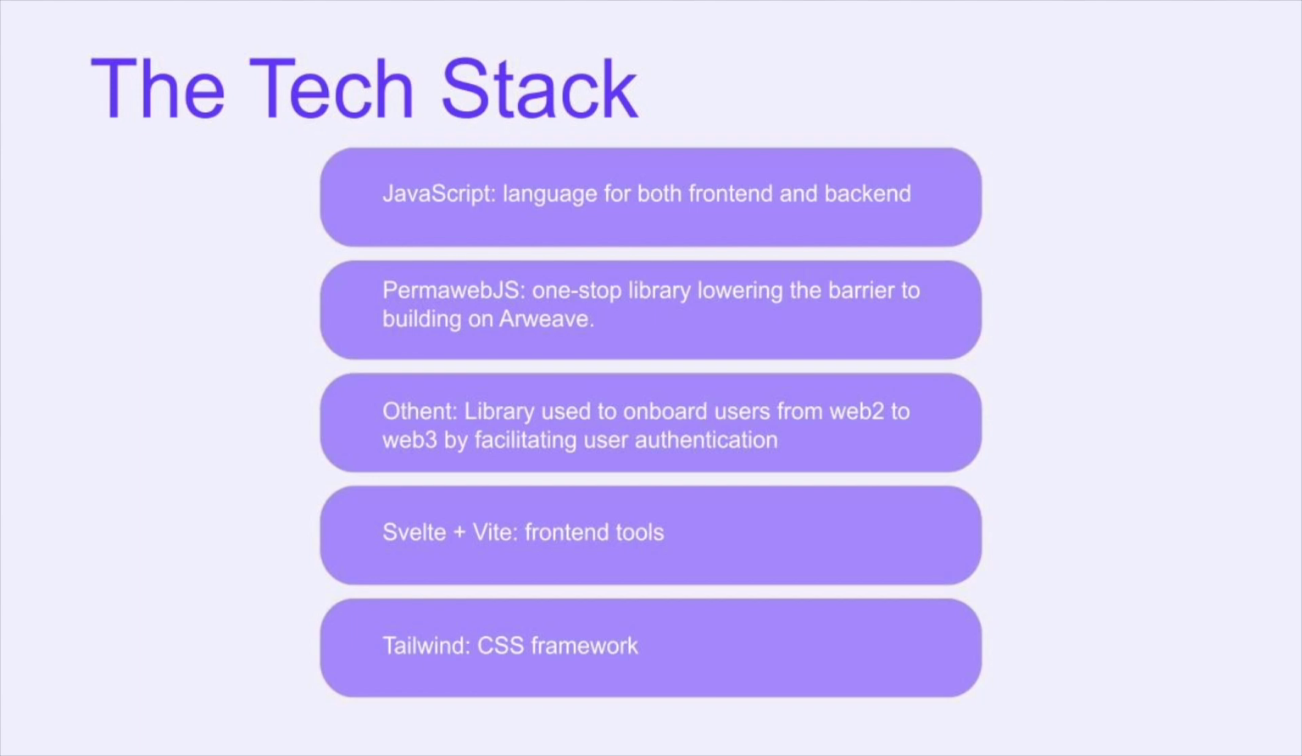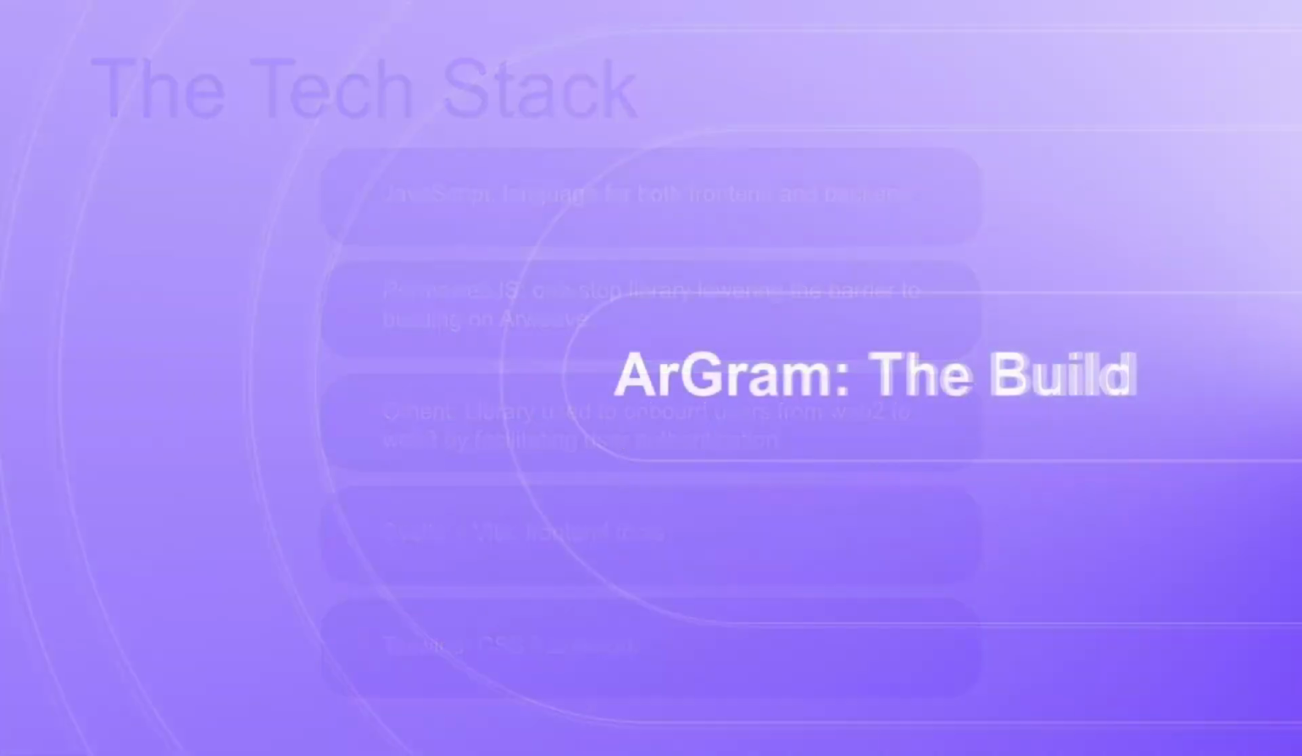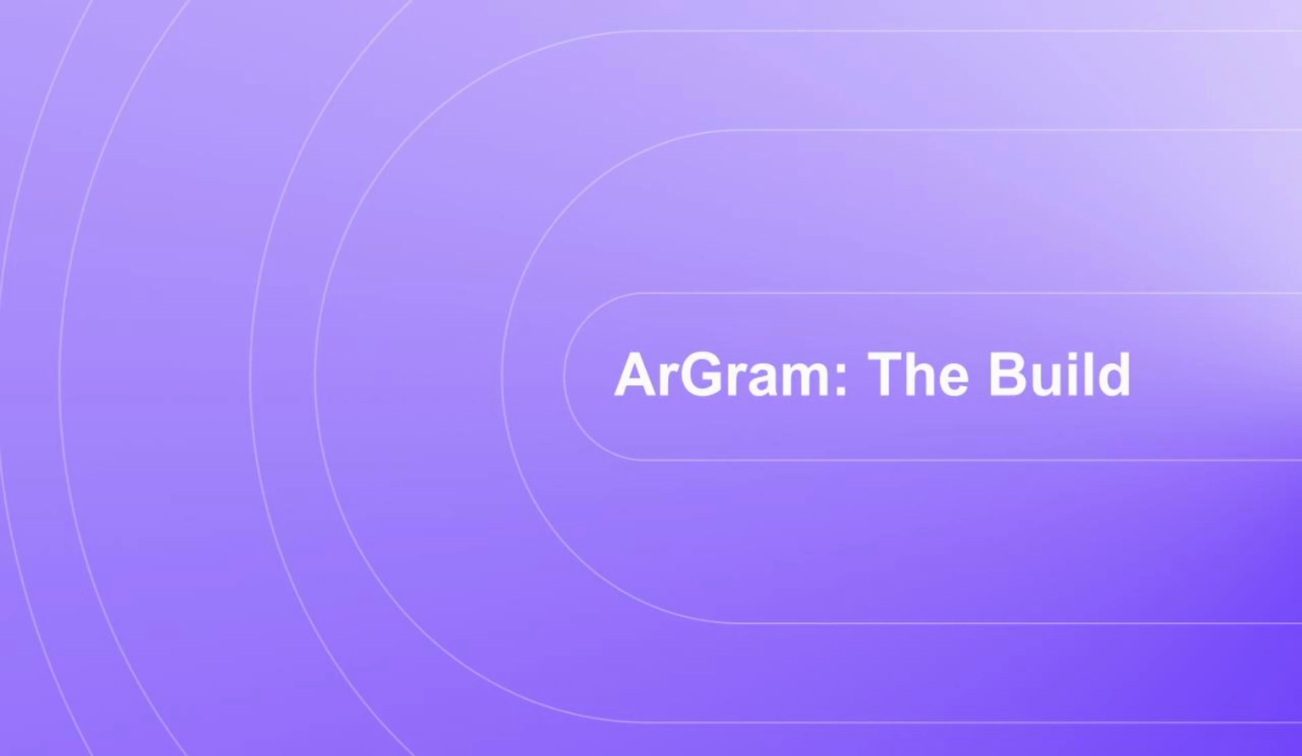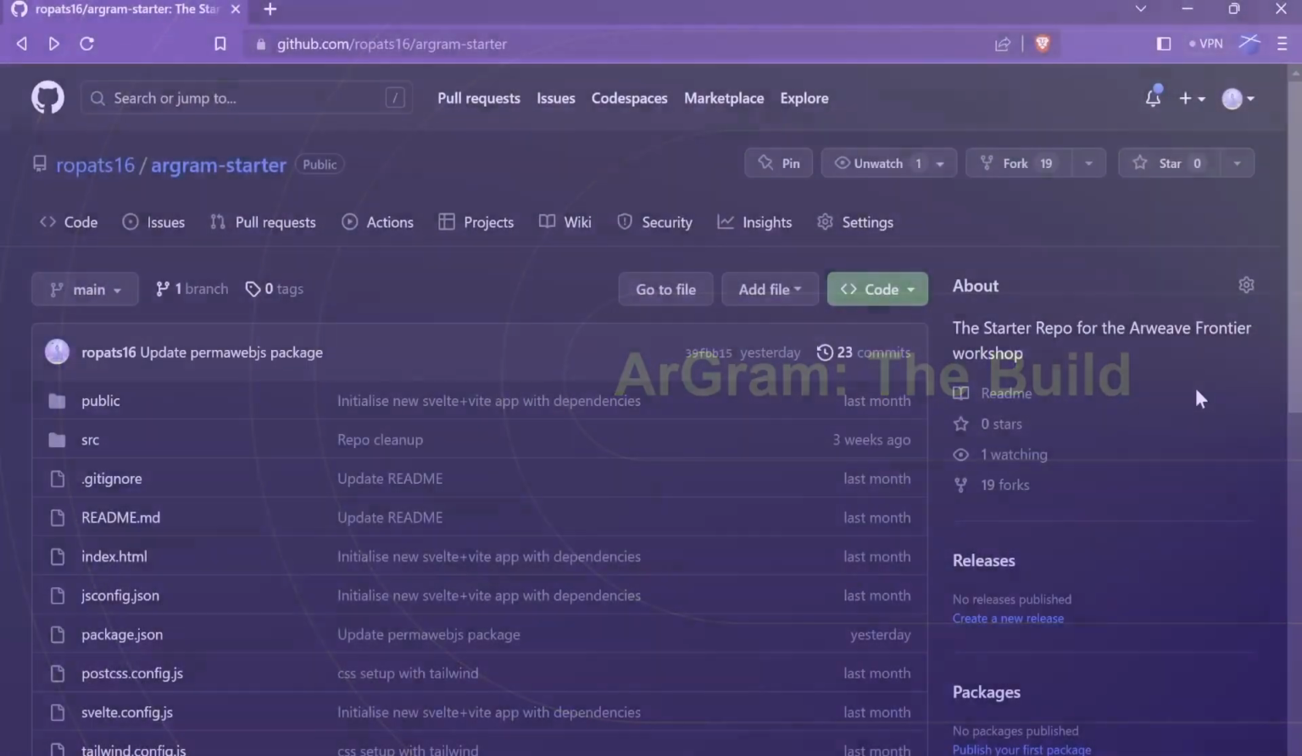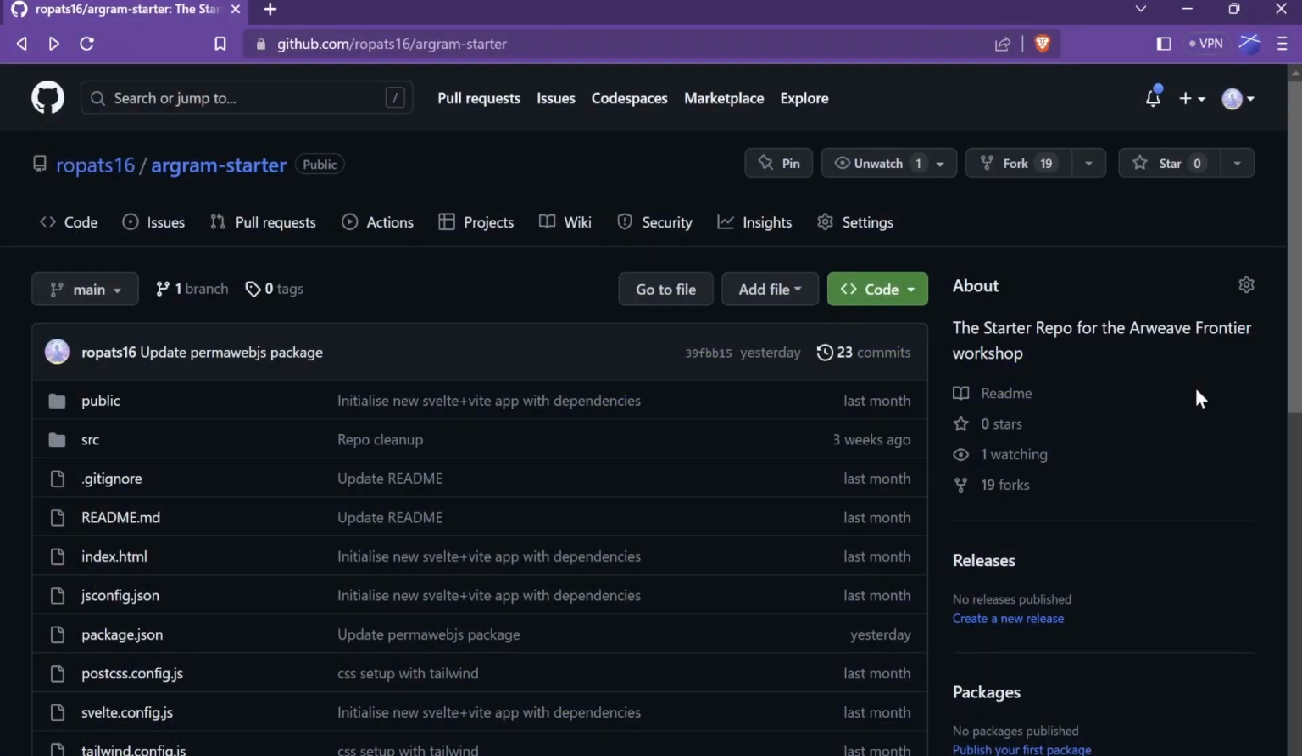Now that we have an understanding of the concepts and tools that go into building this application, let us dive into the actual coding. We have created a starter repository for this workshop. It is linked in the description below. On clicking the link, you will be redirected to the following page with the following username and ArGram starter repository name. The first step you want to do is fork this repository.